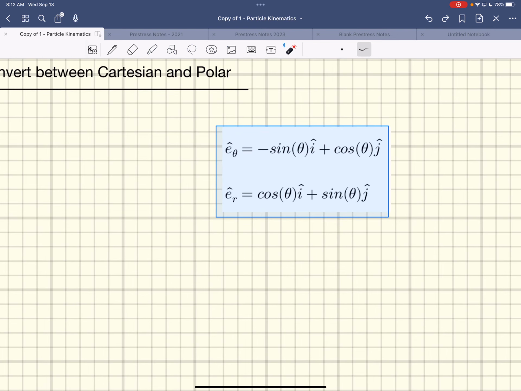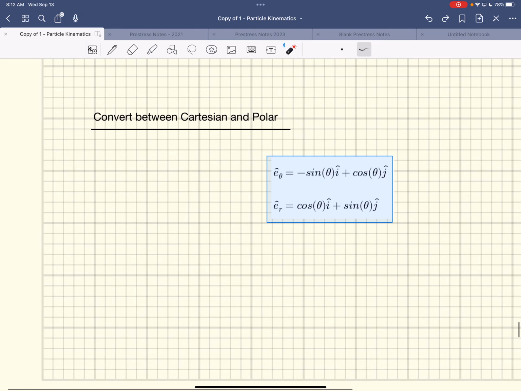You derive these the same way we did in normal-tangent as well, and I'm just going to give them to you here. Okay, that's it. So basically, anywhere you see an e_theta, you substitute this stuff in, and everywhere you see an e_r, you substitute this stuff in, and that will convert everything to the Cartesian coordinate system.